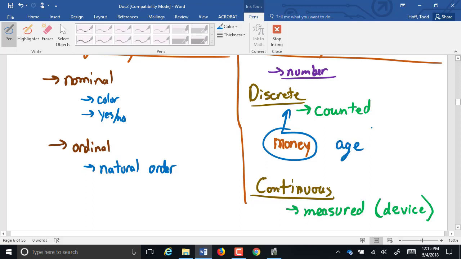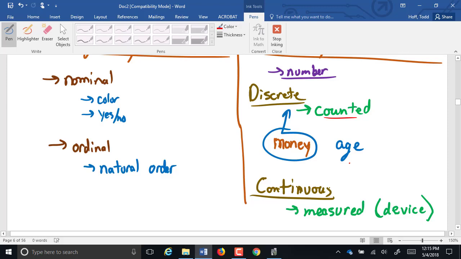Age. This all depends on how you're going to count age. If you're just saying years, you say, I am 17, that would be counted. But if you want to keep track of your age as 17 years, 3 months, 5 minutes, 2.783 seconds, whatever, it could be continuous.